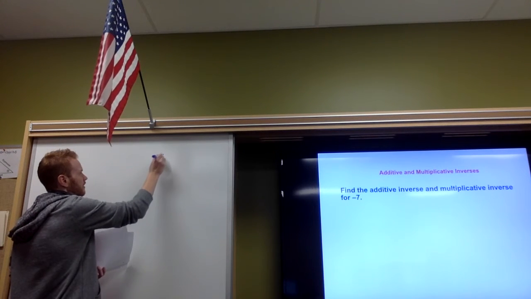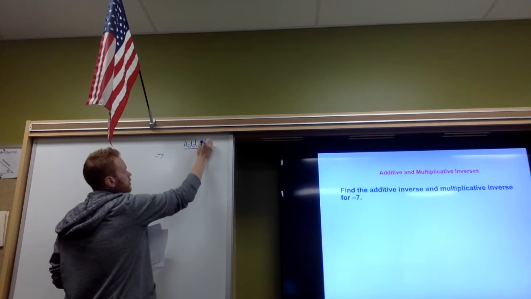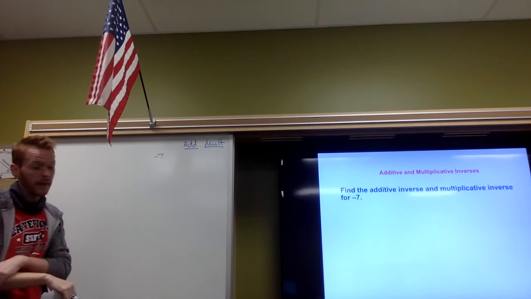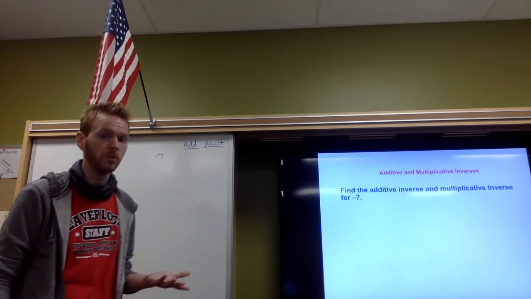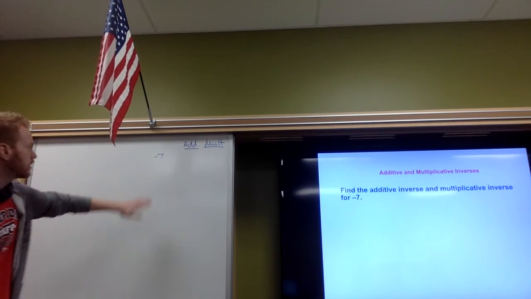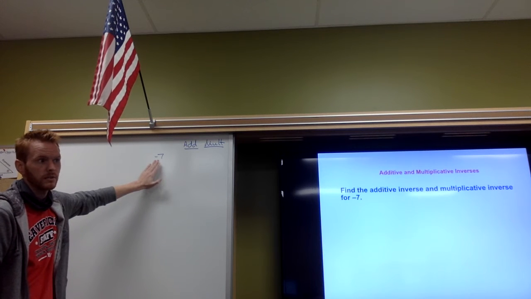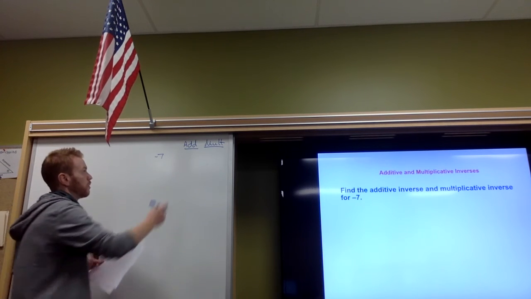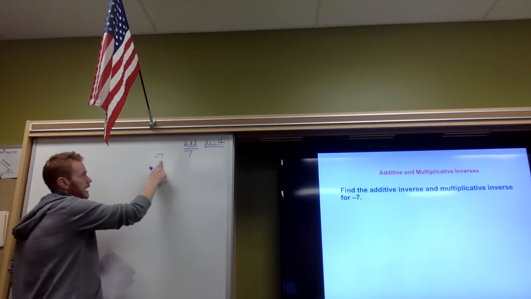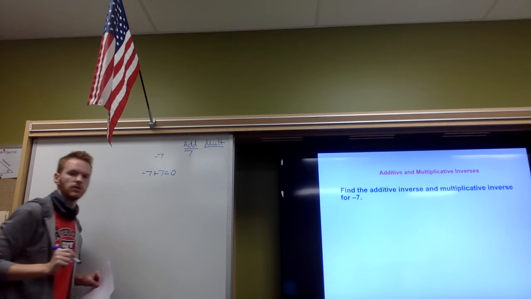So here's -7, okay? So what's the additive inverse? And then what's the multiplicative inverse, okay? Now, if you have to use the reference sheet, please do. Don't be afraid to. So what's the inverse if I'm adding -7? Because I want to get 0. It's going to be a +7, right? Because if I add these 2 together, I get the identity for addition, which is 0.